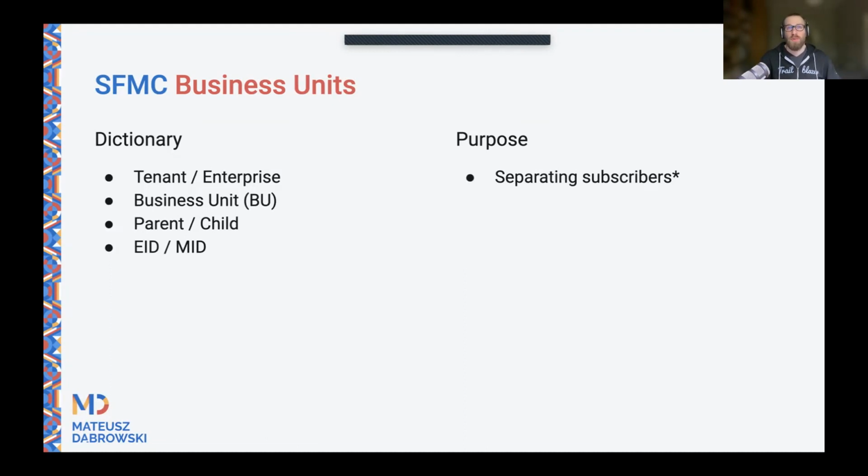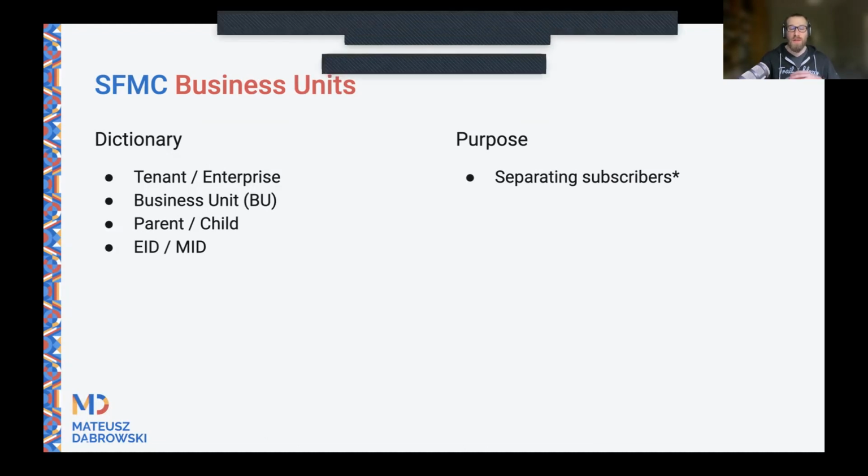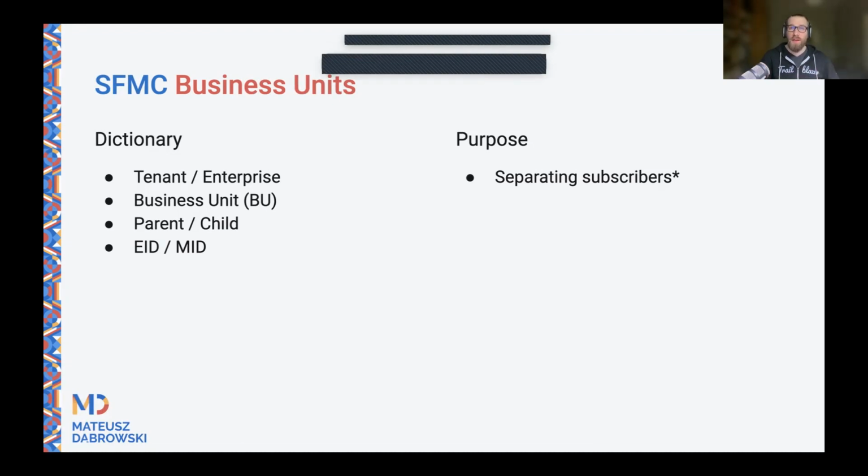So one of the most obvious reasons to create separate business units is of course to separate subscribers. So let's say you have a company that wants to show the different brands separately, and does not want each of its brands to see the subscribers of another sub-brand. In this case, you can create a separate business unit for each brand, and it will be separating those subscribers. However, you can see that there is the asterisk at the end, and this is because there is not really a perfect separation possible.